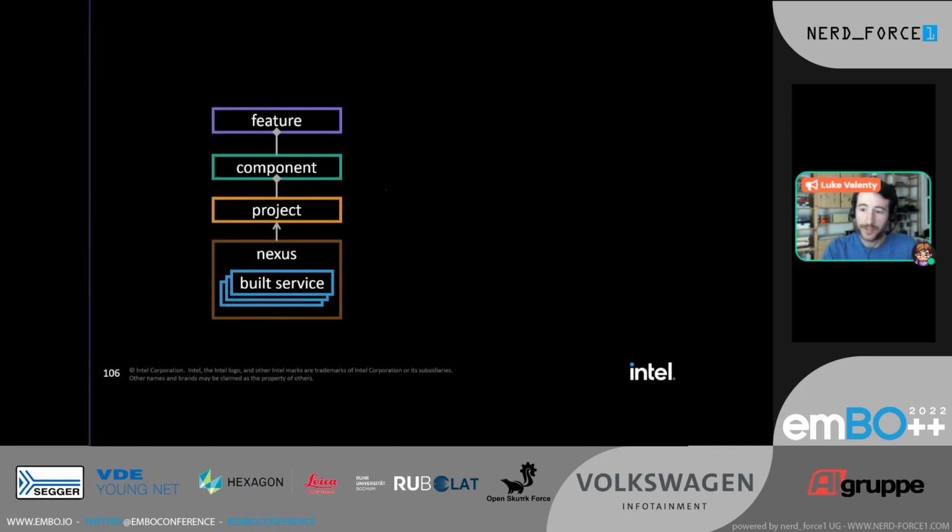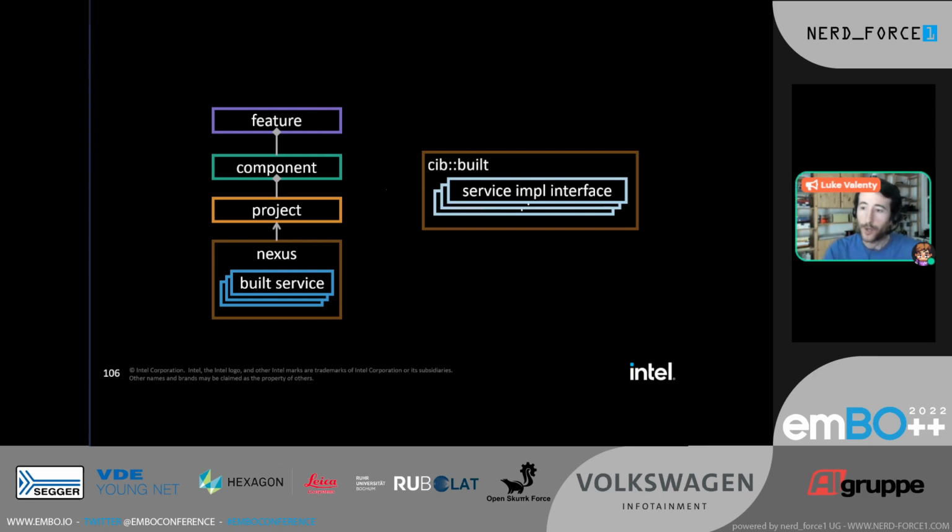And the way that we do this is with the service impl interface. This is a type erased interface. So it doesn't actually depend on any of the compile time information as the services are getting built. Instead, for the callbacks, for example, it's simply a function pointer. And this cib::built template variable contains that function pointer. So our features, if they need to call these, just call this cib::built function pointer, and it breaks the dependency. And then at runtime, we can initialize those function pointers with the correct values.